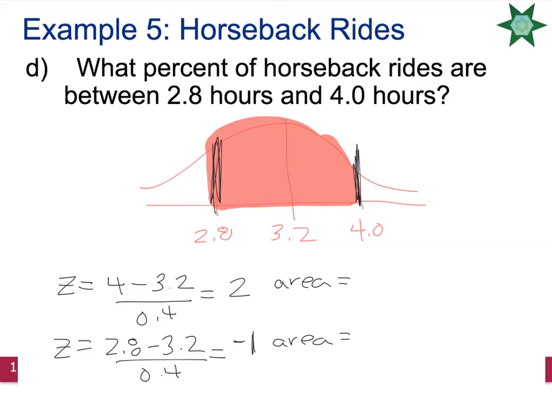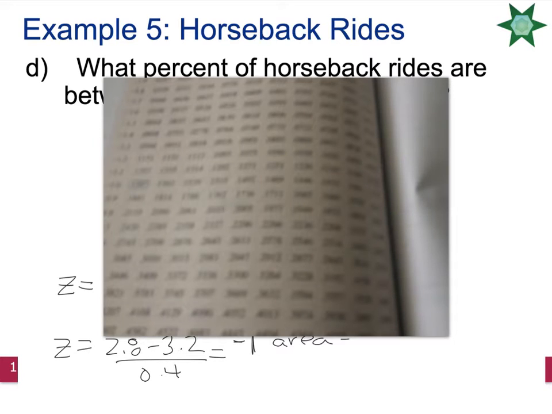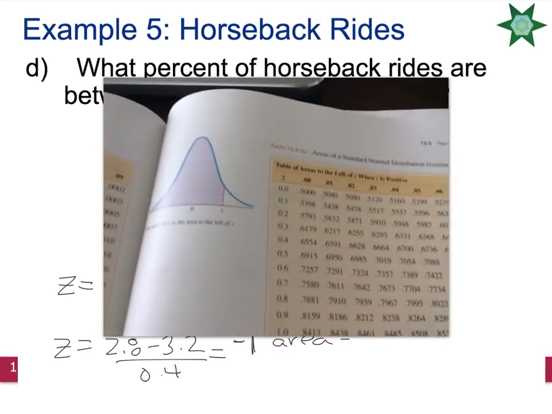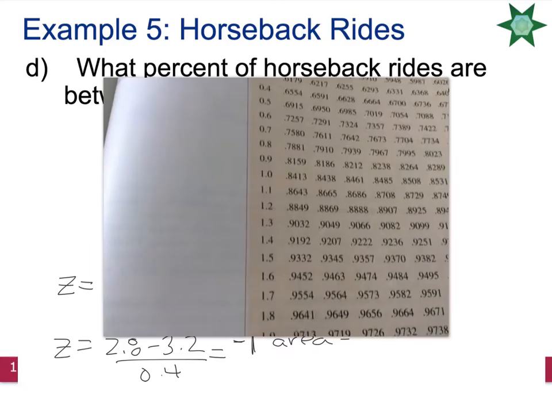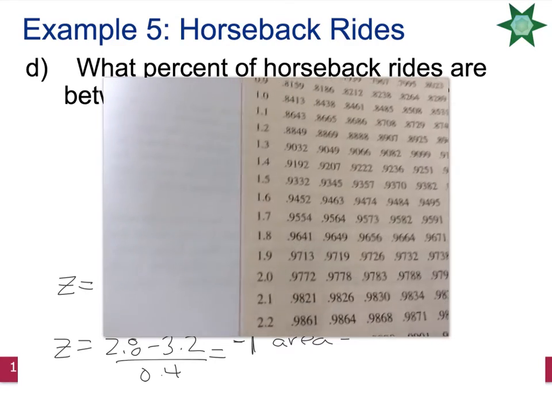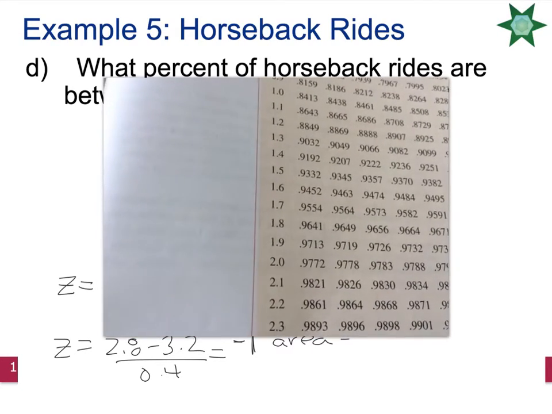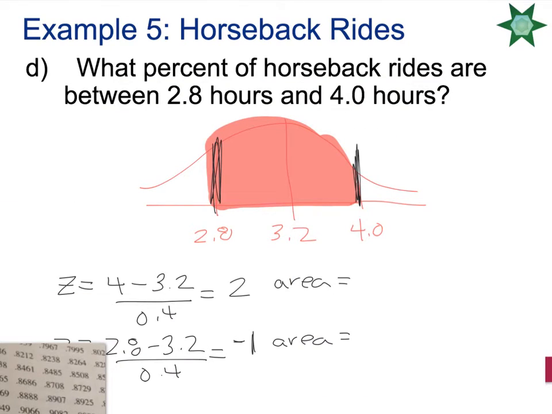Then we're going to look for the area to the left of each one of these. And we're going to do that using the table. Okay, so I'm going to go to my table. Okay, so let's do the 2 first. I've got a 2.00, so I need to scroll down to 2.00. So that is going to be 0.9772. Okay, so the area to the left of 4 is 0.9772.